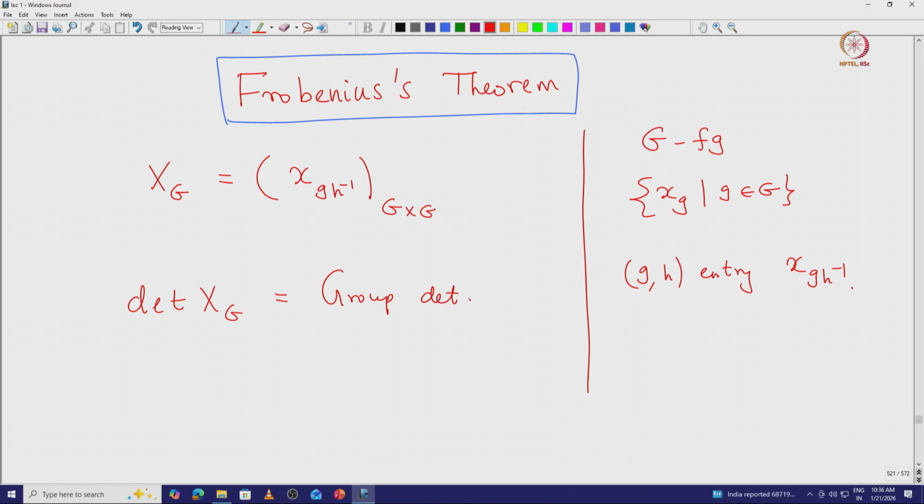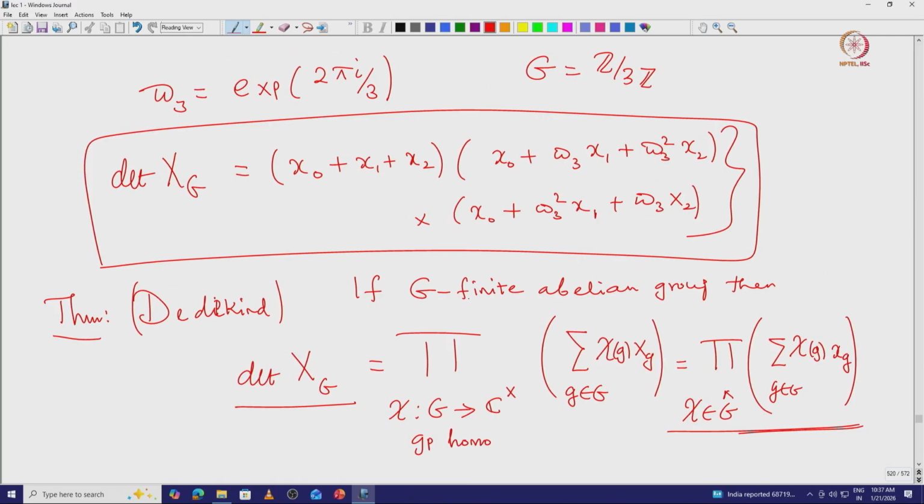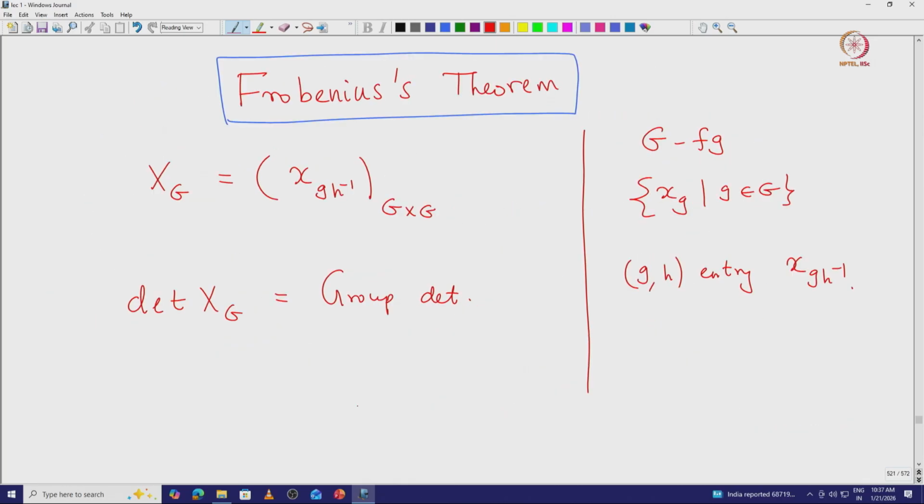Now, what does the Frobenius theorem actually guarantee? It generalizes Dedekind's theorem, which we stated for abelian groups. If we take G to be a finite abelian group, then this group determinant factorizes into linear factors. But when we are dealing with a non-abelian group, we will get slightly different factors, and of course, they are related to irreducible representations. So, let me state the result.